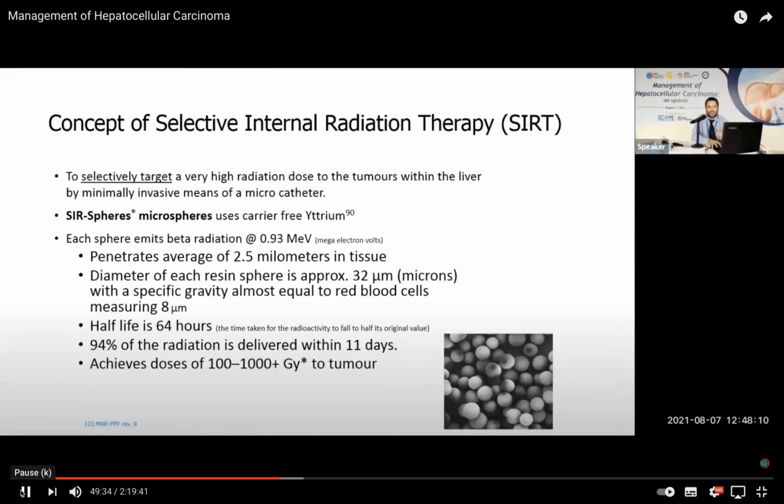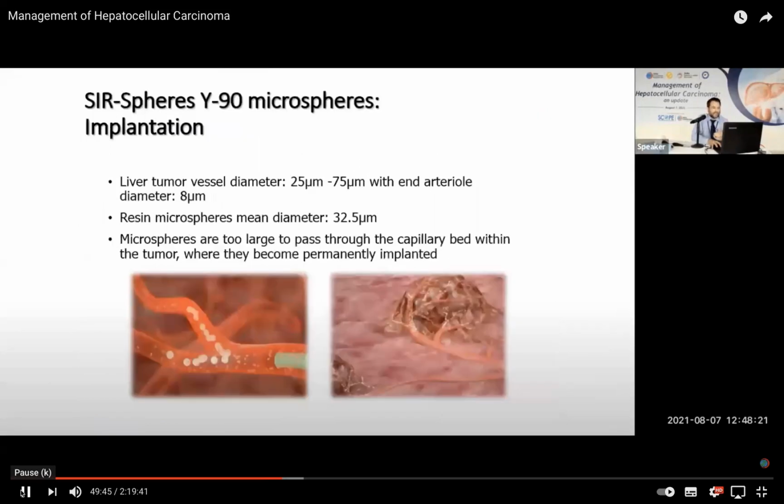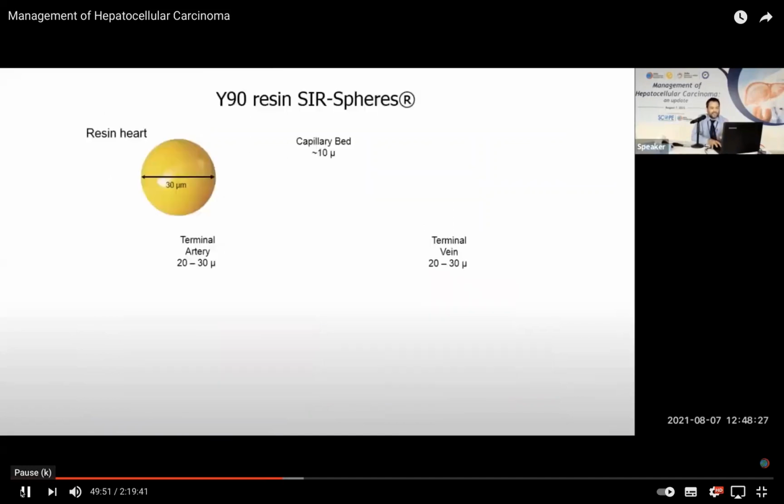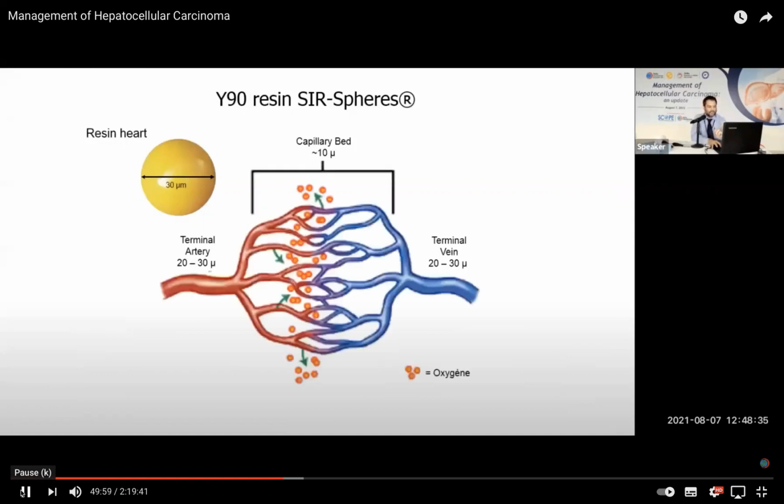Half-life 64 hours, that's from the factory. So within 64 hours, it has to leave the factory, get on an aeroplane, clear customs, and get into the hospital. And that's the rate limiting step. This is just showing the passage into the arterial circuit, but it doesn't actually cross the capillary bed. The image isn't completely displayed here, but it would have shown that it gets stuck on the arterial end and doesn't migrate across.